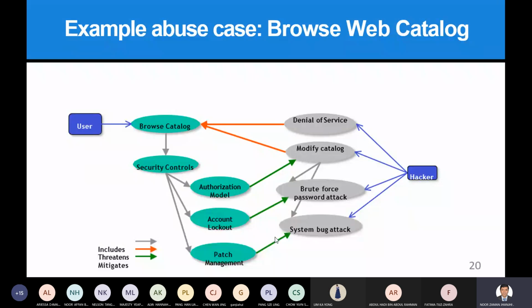The hacker comes from the other side. They can attempt a denial of service. They can modify the catalog. They can do a brute force password attack. I hope you are aware of brute force and system bug attacks. For all of that, they are attempting to break the browse catalog. So this is the mechanism: if we allow the misuse or abuse requirements, it will be very easy for hackers to misuse our information.